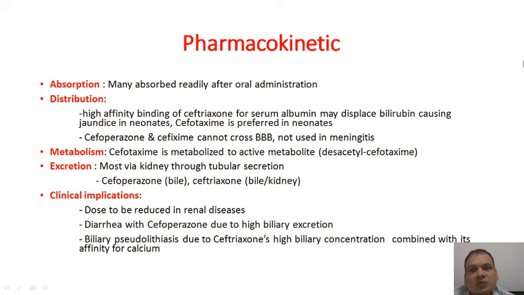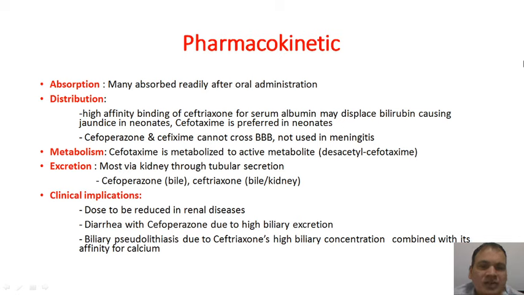Second clinical implication: I said that most of these drugs are excreted through tubular secretion. Do you know any drug which can inhibit the tubular secretion? If you remember, we must have heard about probenecid. Suppose some patient is taking probenecid also. Probenecid will inhibit the tubular secretion, so it will increase the activity or the duration of activity of the cephalosporin, which can lead to toxicity also. Okay, so these are the two important things.